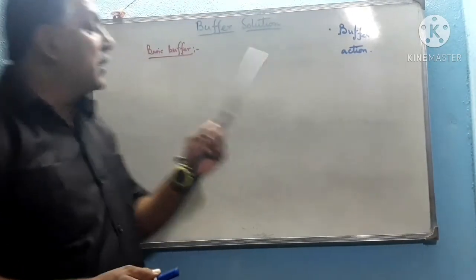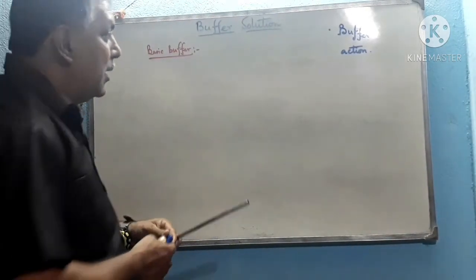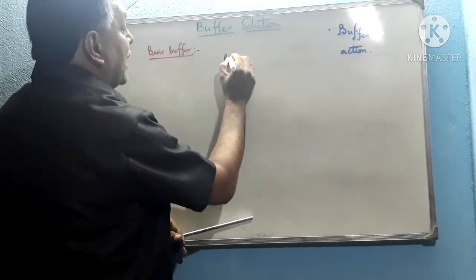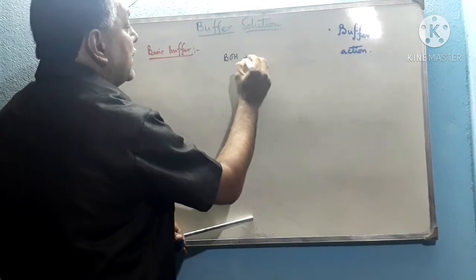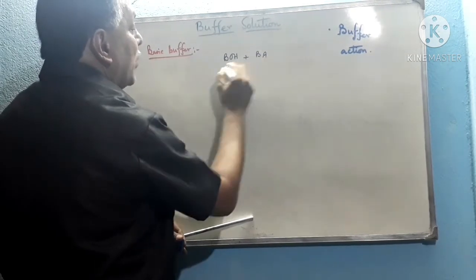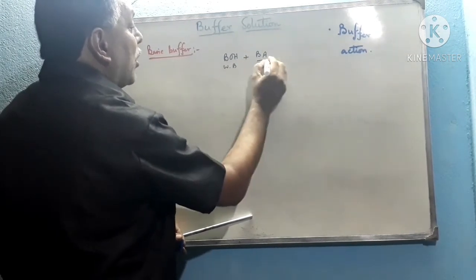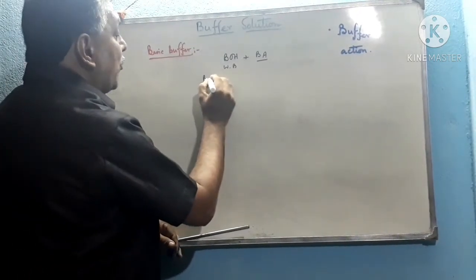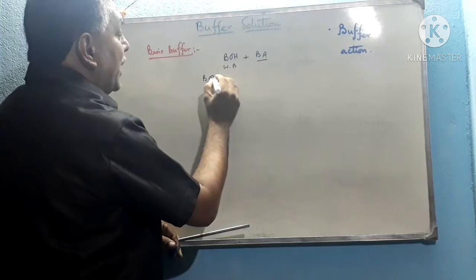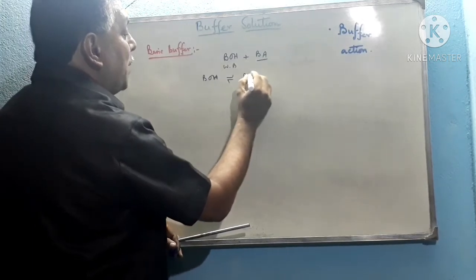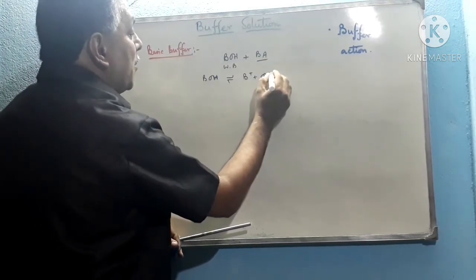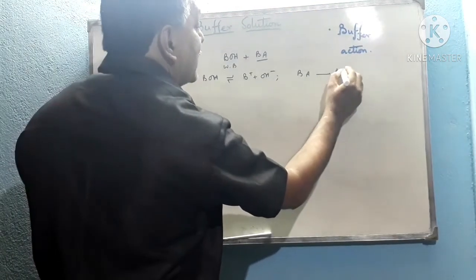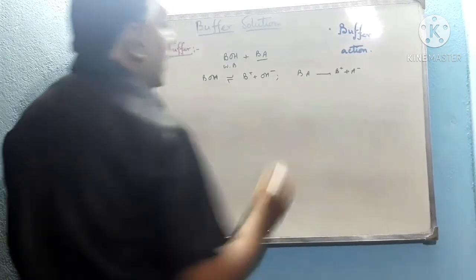I am discussing the buffer action of a basic buffer solution. Let the basic buffer be BOH, a weak base, and its salt BA. So a weak base and its salt with a strong acid form the basic buffer solution. Now we know that BOH, being a weak base, dissociates to maintain the equilibrium, B plus and OH minus, but BA is a strong electrolyte, so it dissociates completely in its aqueous solution to form B plus and A minus.